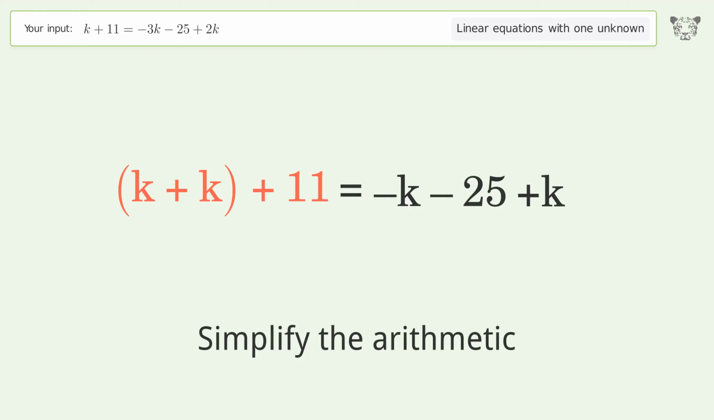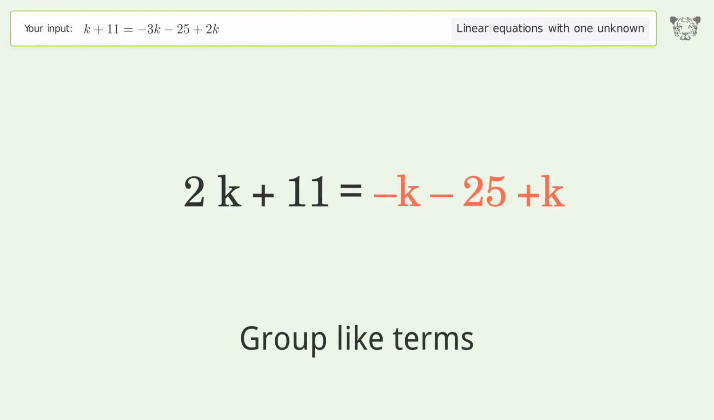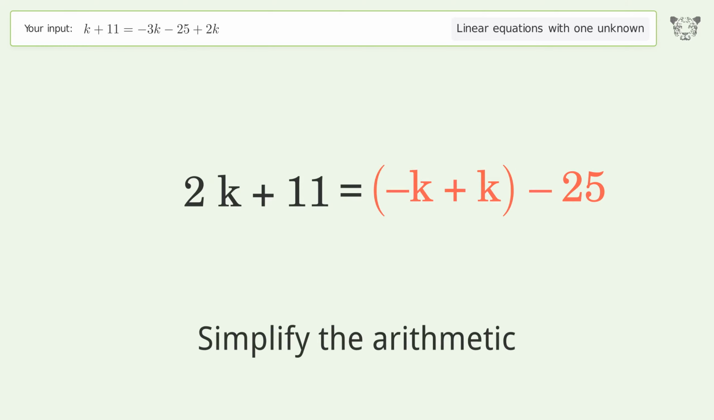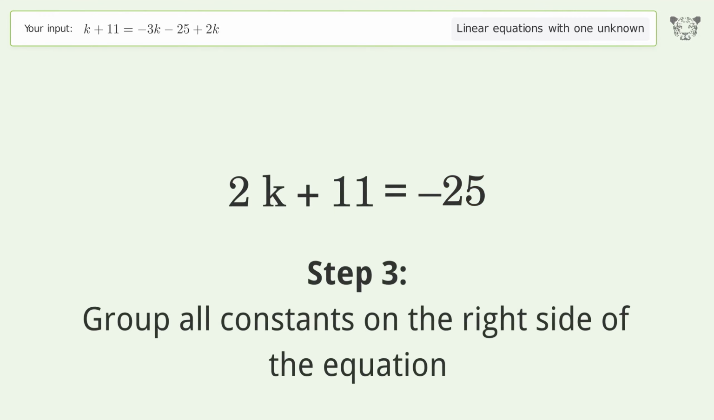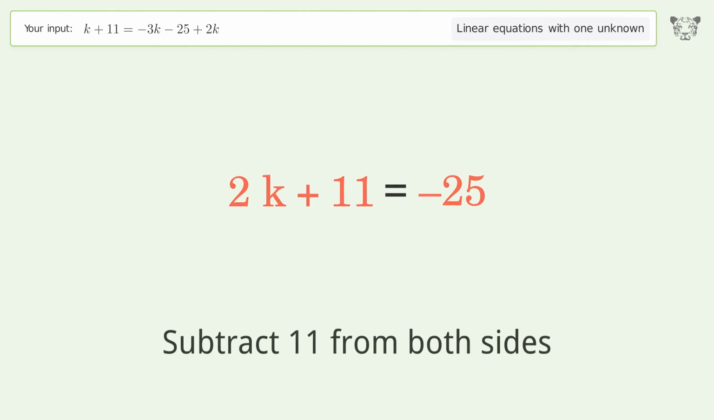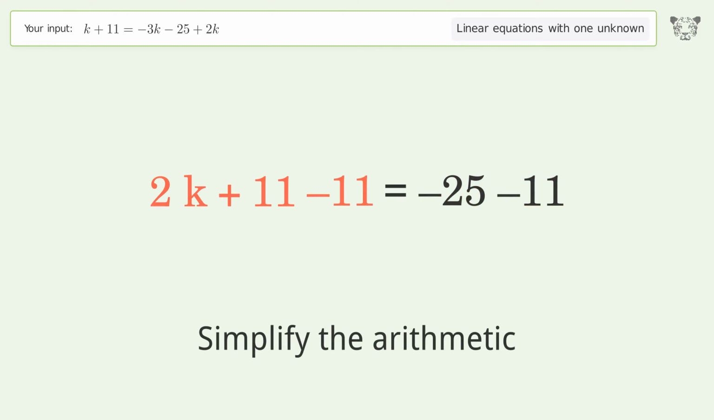Simplify the arithmetic. Group like terms. Simplify the arithmetic. Group all constants on the right side of the equation. Subtract 11 from both sides. Simplify the arithmetic.